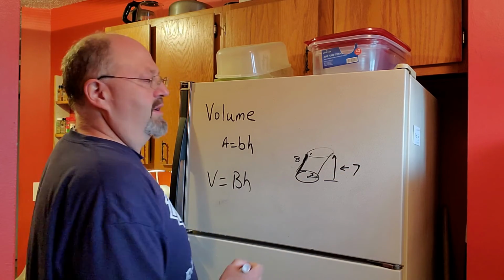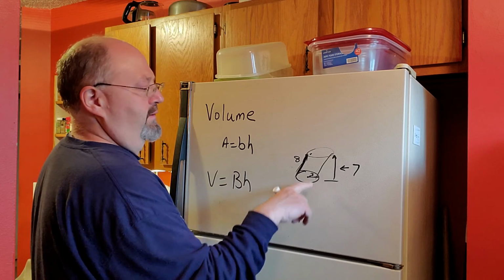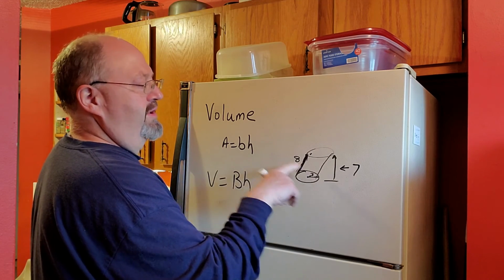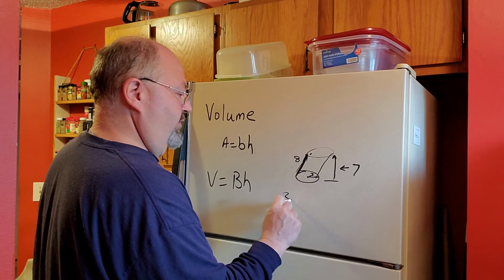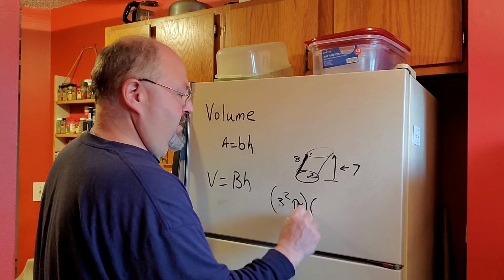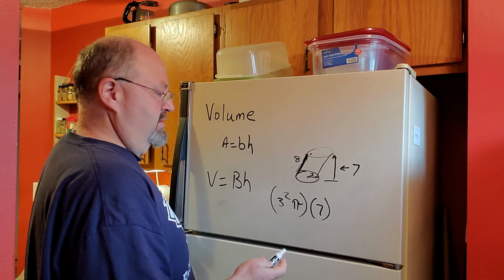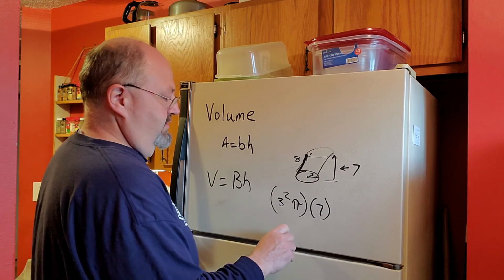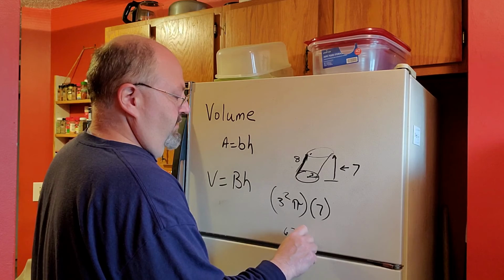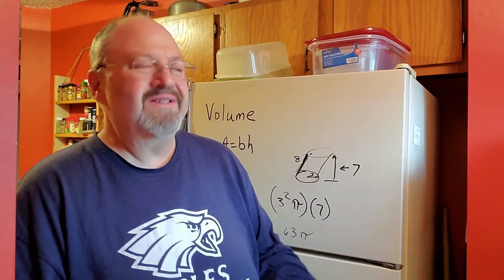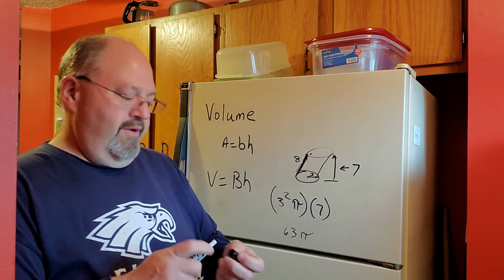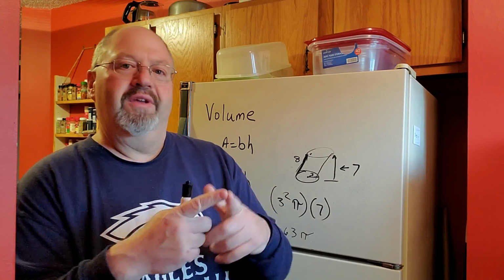So you've got radius is 3, the slant height is 8, but the height is 7. So it'd just be 3 squared times pi times 7. So whatever 9 times 7 is, 63 pi. So yeah, that's the only tricky thing with these slanted figures.